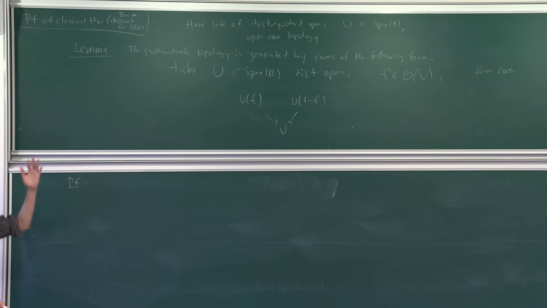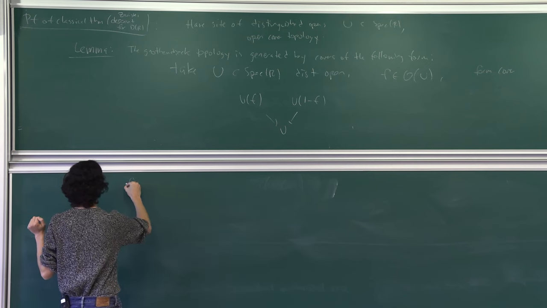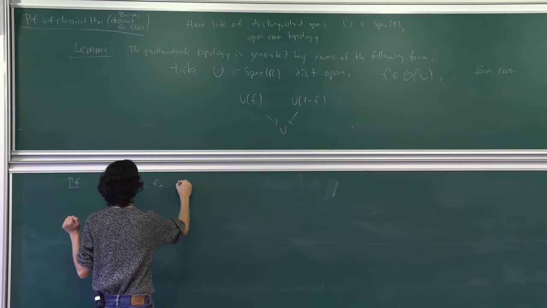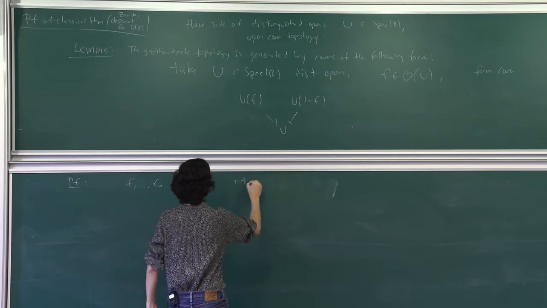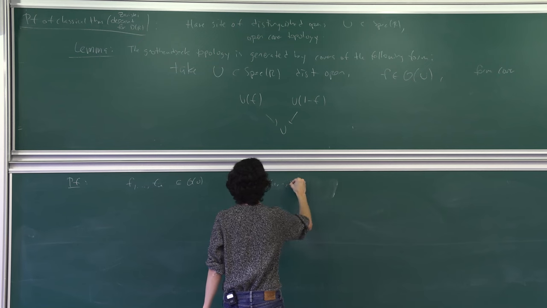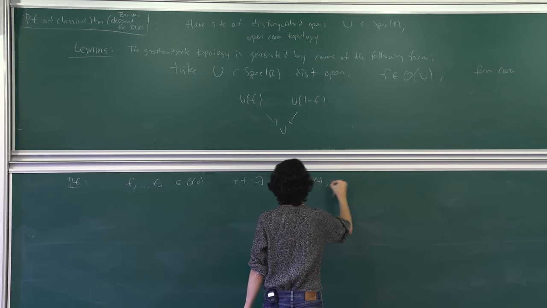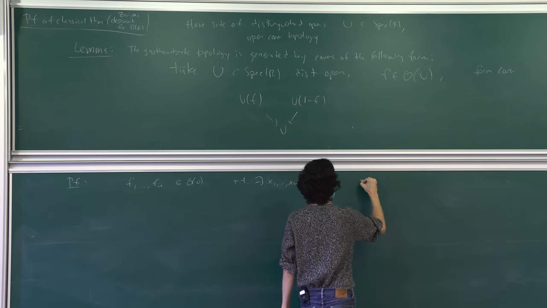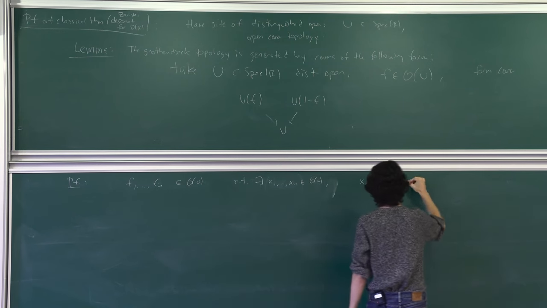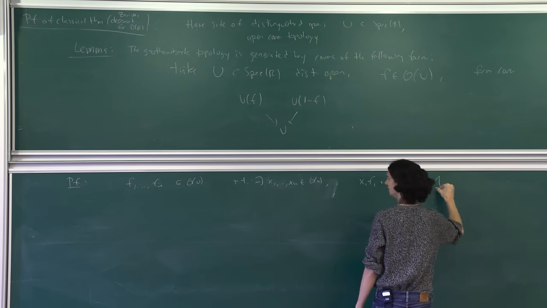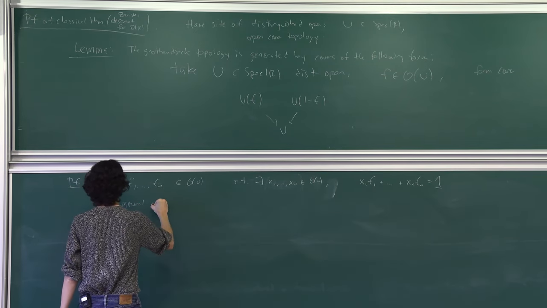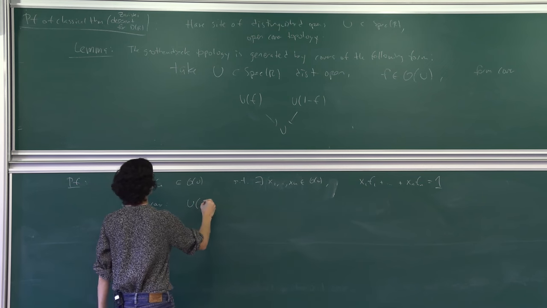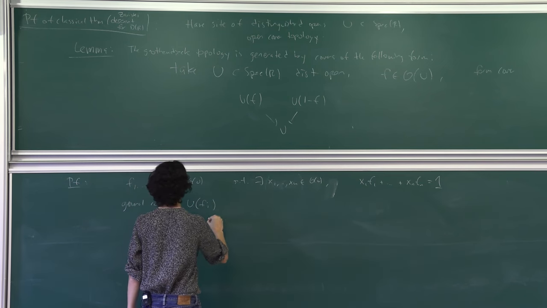So let's give the proof. We know you can describe algebraically the covers. In general the covers would be described like this: you take F1 up to Fn in O of U generating the unit ideal, such that there exist X1 through Xn in O of U with X1 F1 plus dot dot dot plus Xn Fn equals 1. Then the general cover is the U of Fi.